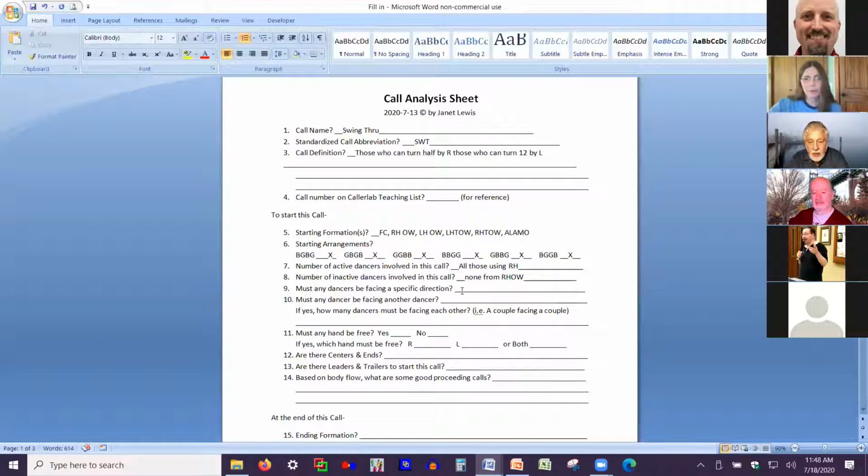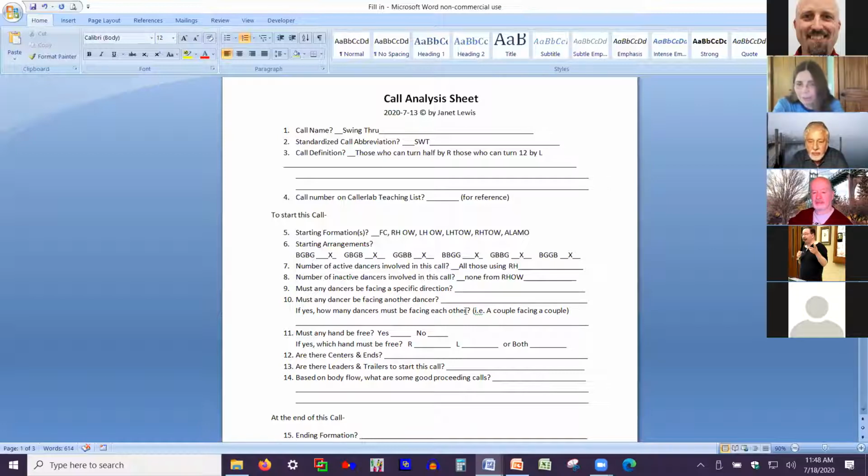I really wish I knew how to make this a fill-in PDF form. If anybody knows how to do that and would like to teach me, I'm willing to learn, because right now this is just a Word document. Must any dancers be facing a specific direction?